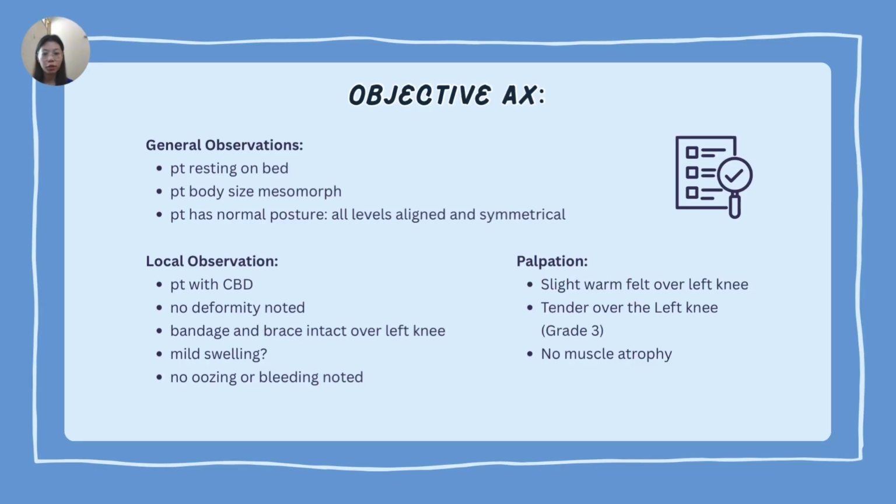For general observation, patient is resting on bed. Her body size is mesomorph and she has a normal posture. For local observation, patient is with CDD. No deformity noted, bandage and brace intact over left knee and no oozing noted. For palpation, slight warmth felt and tender over the left knee.